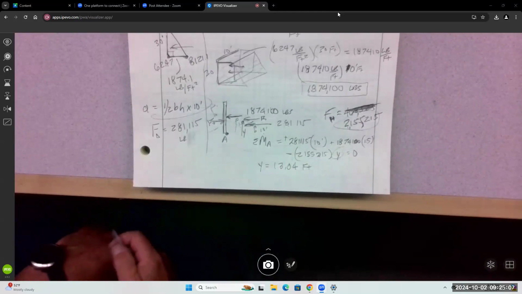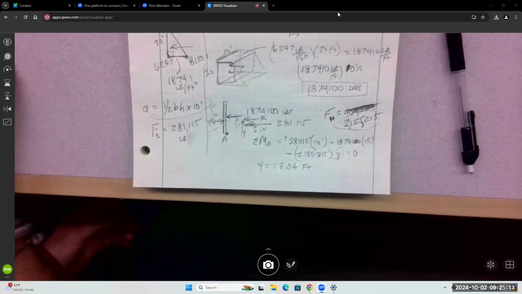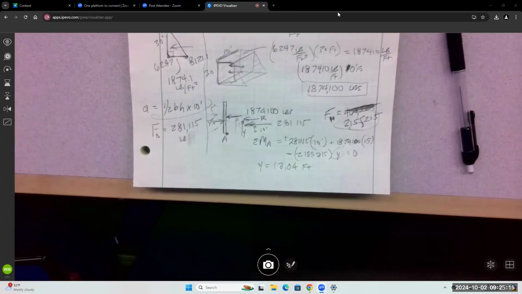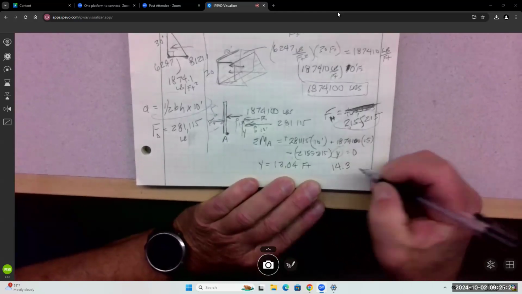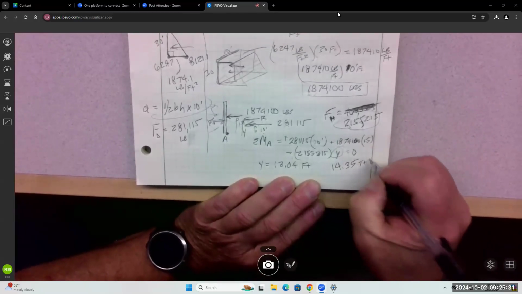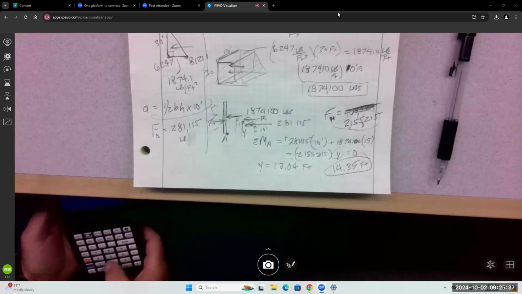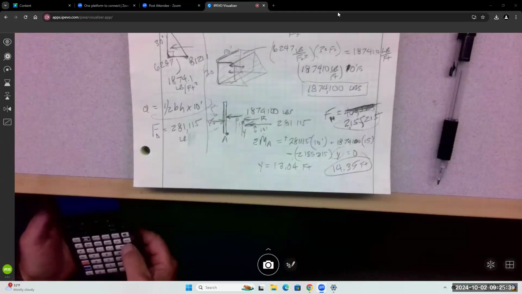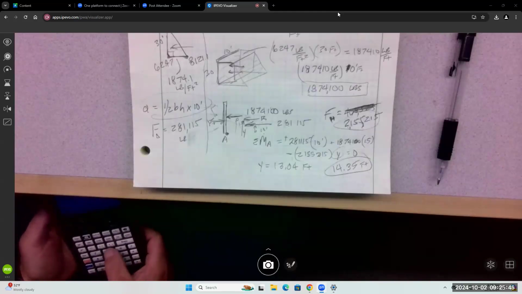So it's 2811150 plus 2811150. Add those together, divide by 215521, and I get 14.35. And several of you do. Yeah. All right. What he did was he just took the products and added them together, moved the other one to the other side, and then divided.